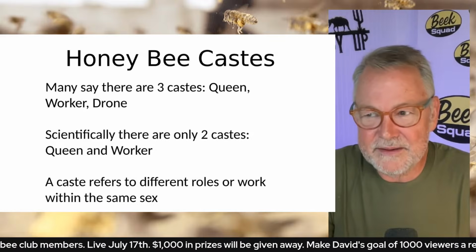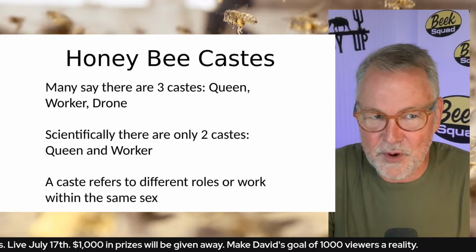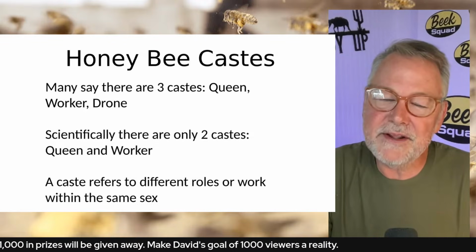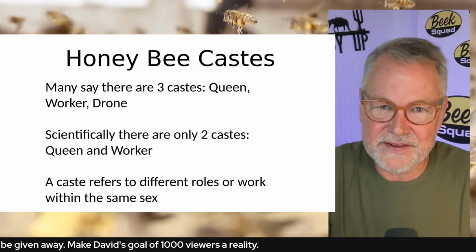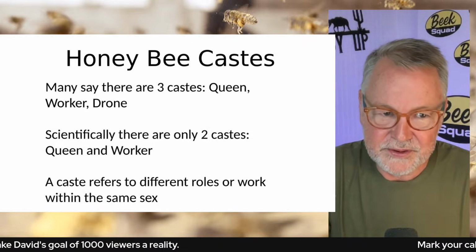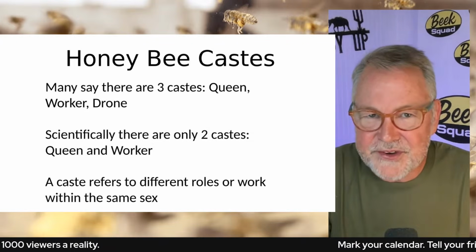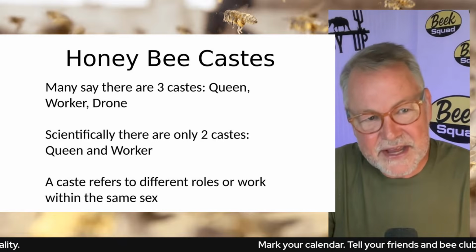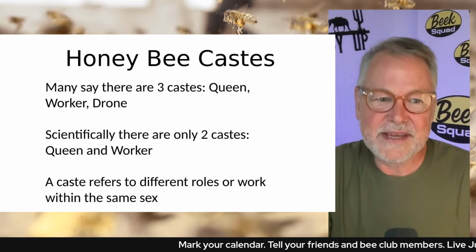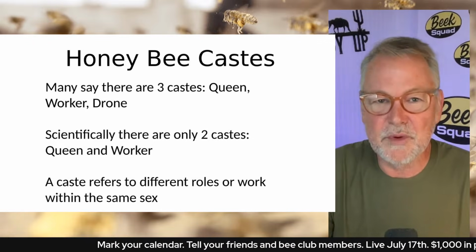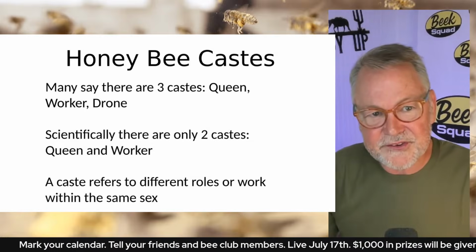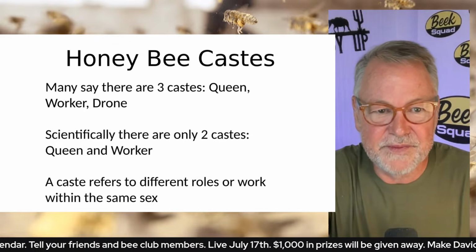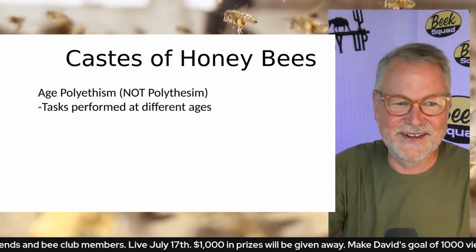Even Tom Seeley, I think, mentioned once there may be up to 4 castes, because you base it on the work task that the different females do. The drone is not a caste. He's a different sex altogether. So the caste refers to different roles of work within the same sex, the same females. So there are 2 castes of honeybees.